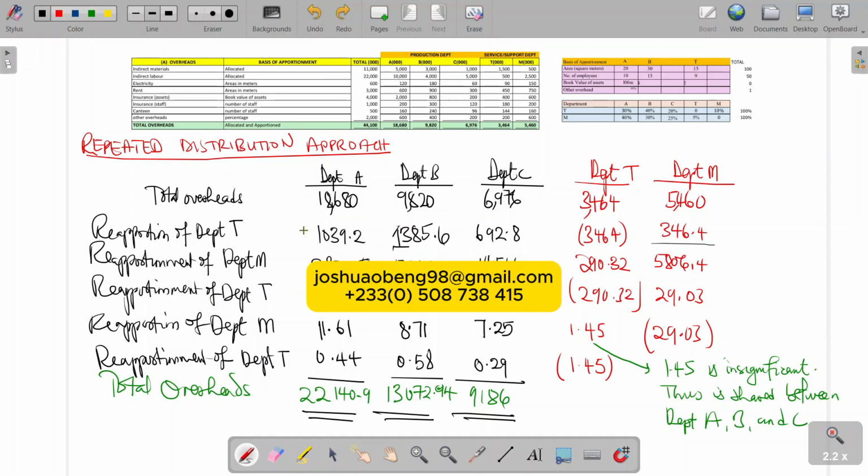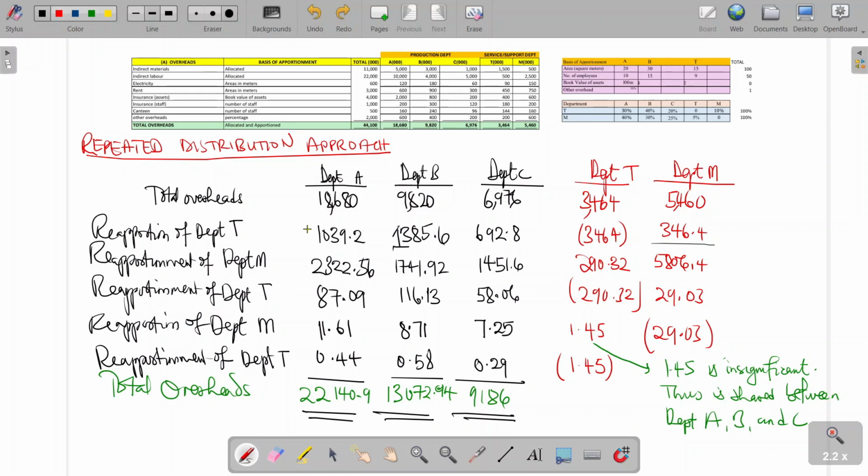I will leave it. Now on the right is the proportion by which the service department benefit as well as the production department benefit from the service department. In the solution, we will see that the total overheads is given here. So Department A is 18680, Department B is 9820, the rest of the department is stated above.